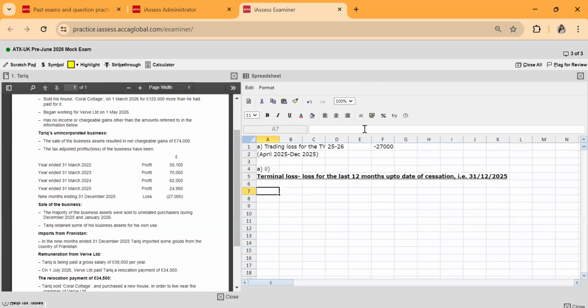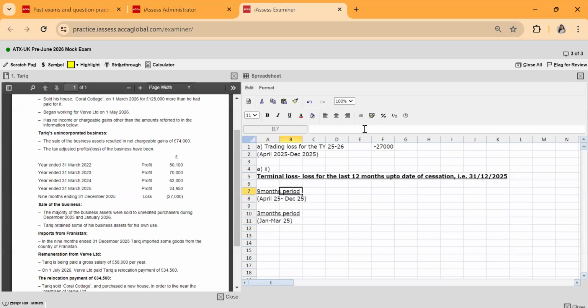Now you will just take the terminal loss relief. First is the 9 months period, and for that 9 months period we already have the loss detail. It will be from April 25 to December 25. Then I will take the remaining 3 months. That will be the penultimate period. Remember, the last period is the penultimate year. That will be from January to March 25.